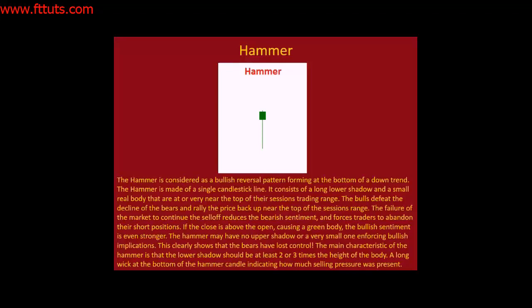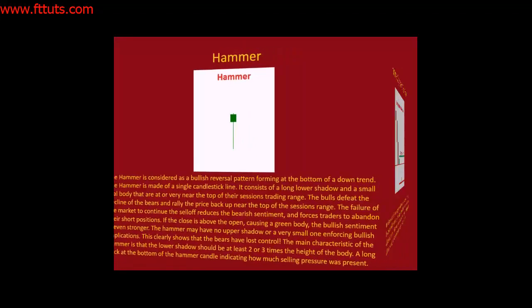The hammer may have no upper shadow or a very small one, enforcing bullish implications. This clearly shows that the bears have lost control. The main characteristic of the hammer is that the lower shadow should be at least 2 or 3 times the height of the body. A long wick at the bottom of the hammer candle indicates how much selling pressure was present.